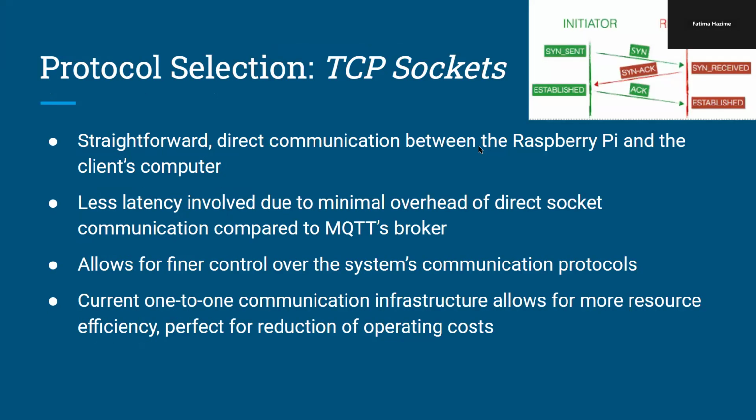Okay. As for our protocol selection, we chose TCP sockets because it is straightforward, with direct communication between the Raspberry Pi and the client's computer. There's less latency involved due to the minimal overhead of direct socket communication compared to MQTT's broker. TCP sockets allow for finer control over the system's communication protocols. And finally, there's the current one-to-one communication infrastructure, which allows for more research efficiency, which is perfect for reduction of operating costs.